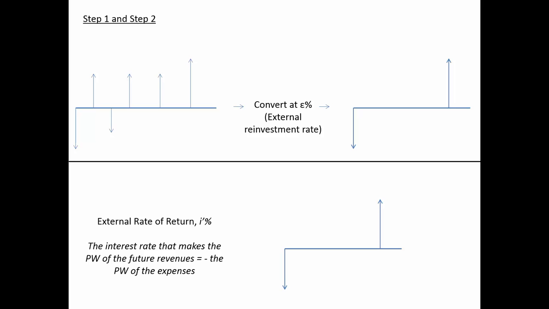Okay, so I'll explain it graphically and then I'll explain it in terms of a company. So graphically, the external reinvestment rate was the interest rate that we used to move all of the cash inflows to the future and all the cash outflows to the present. So you can see epsilon, the external reinvestment rate, where the rate of return was the interest rate that makes these two equal. So if we move the future to the present, then it was the one that makes those two equal.